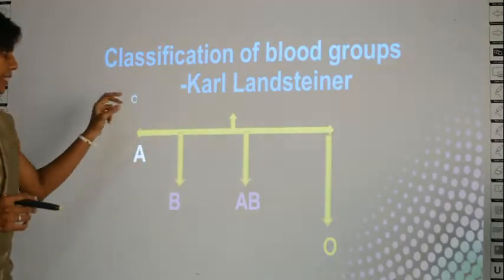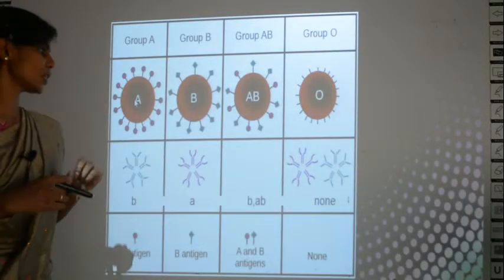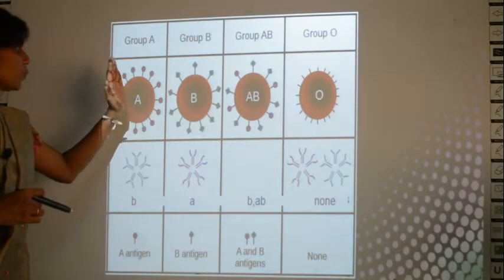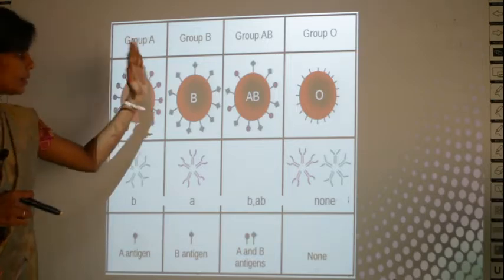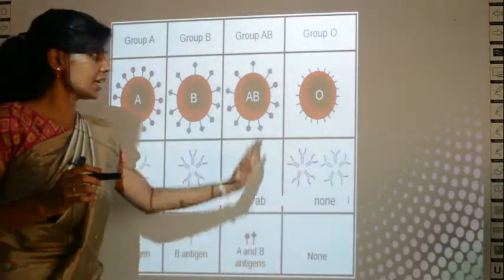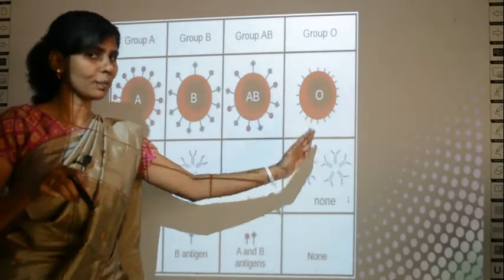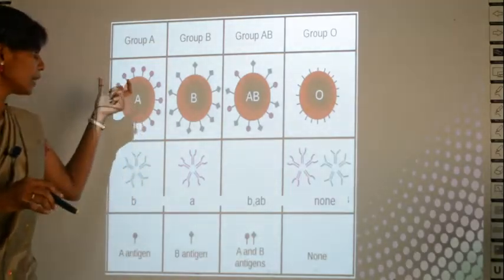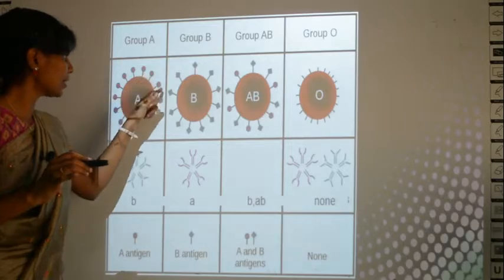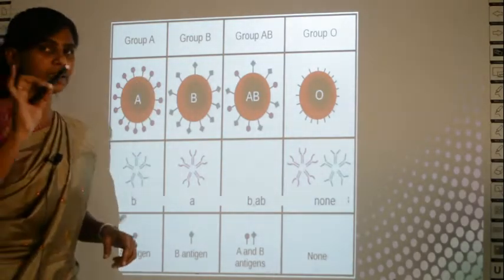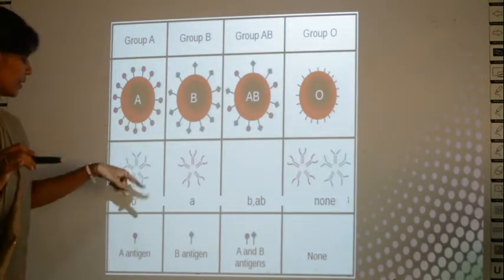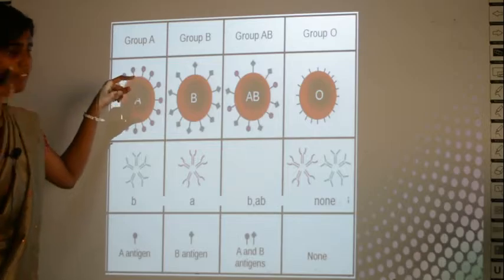Now we learn in detail about antigens and antibodies. This is a person with blood group A, this is a person with blood group B, this is a person with blood group AB and this column is for a person with blood group O. Clear? So, a person with blood group A will have antigens like circles. A antigen is present on the surface of RBC cells.